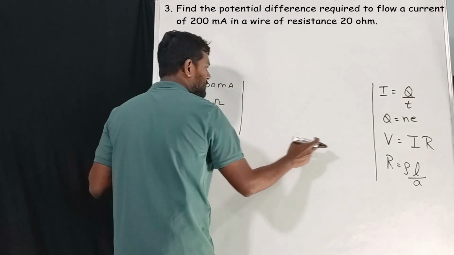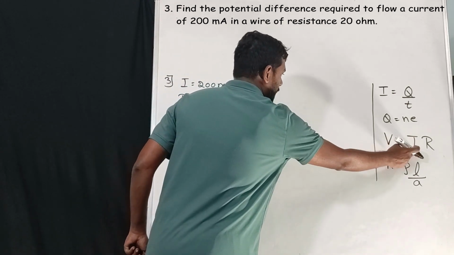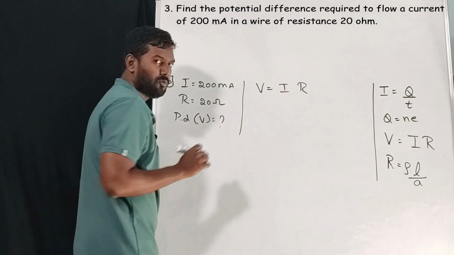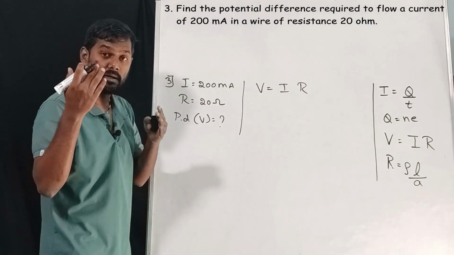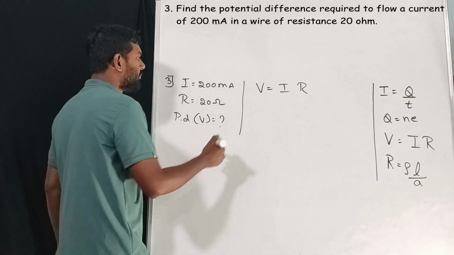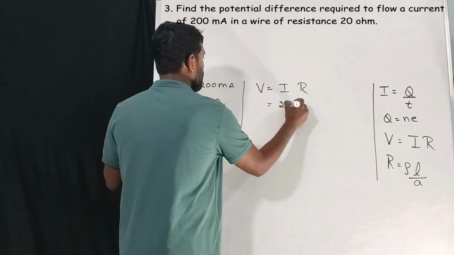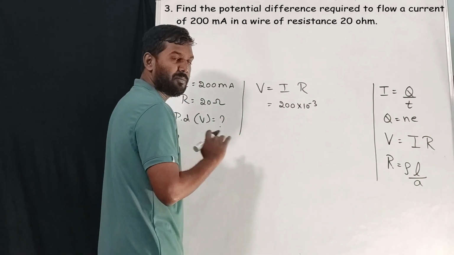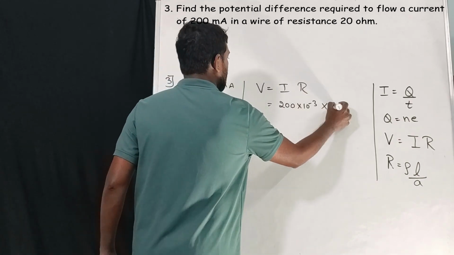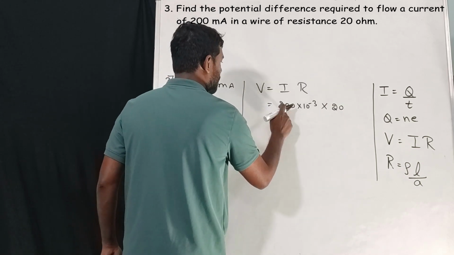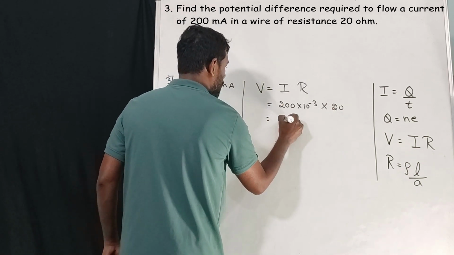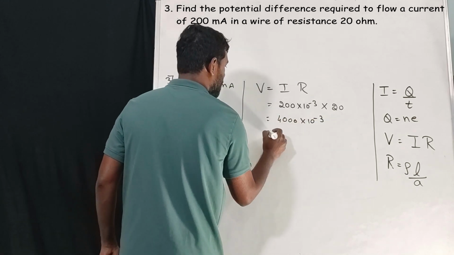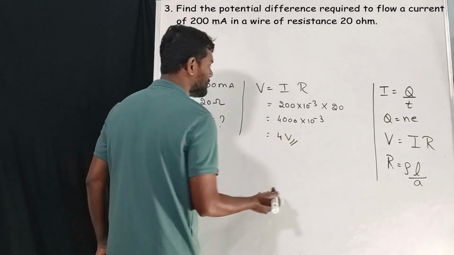What is the formula? We need to find potential difference, and current and resistance are given. V is equal to I into R according to Ohm's law. We are going to use this one in part B and part C also. Listen, I value is 200 milli. Milli means 10 power minus 3. If you miss this one, definitely everything will be gone. Into R, that is 20. So these two, only these two, into 10 power minus 3, the answer will be 4 volts. That's it.